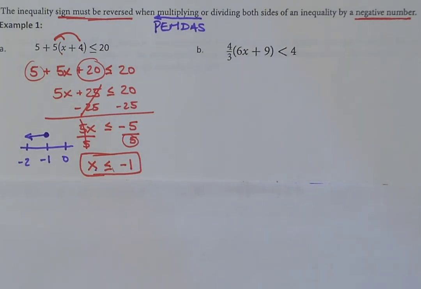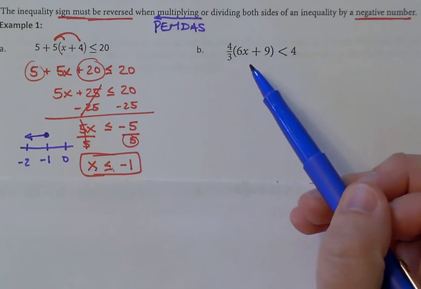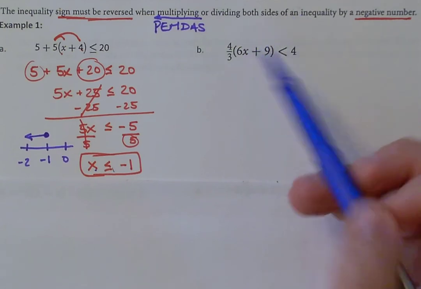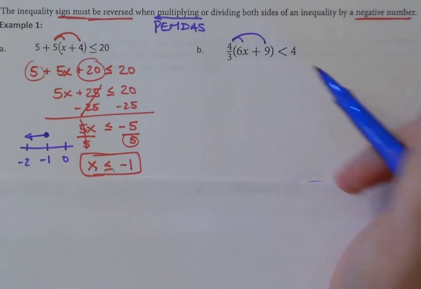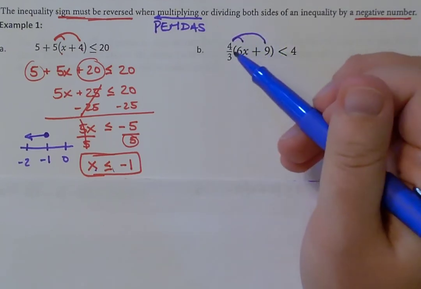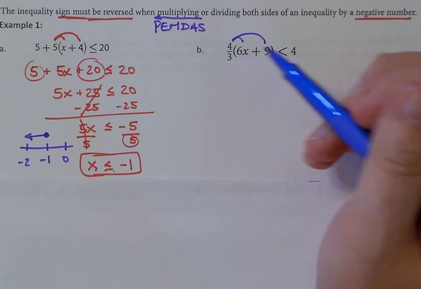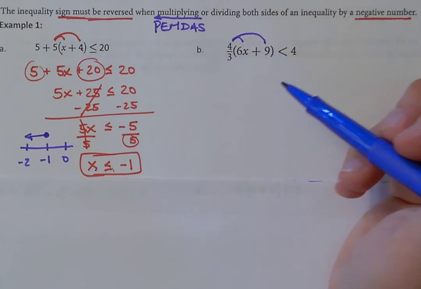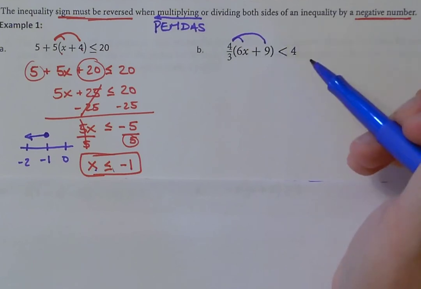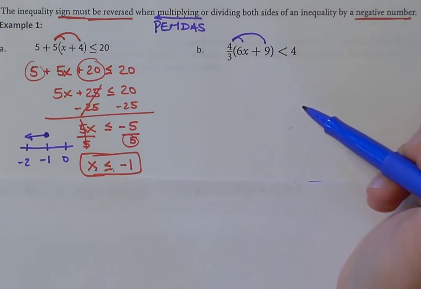All right, so continuing on through our stuff for today, part B is going to be following the same idea, where you want to go through and distribute the 4/3 first. So you would do 4/3 times 6x, 4/3 times 9. See if you can combine any like terms, and then start adding or subtracting, multiplying or dividing.